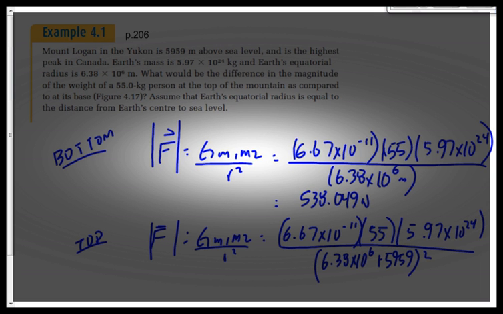6.67 times 10 to the minus 11, times 55 times 5.97 times 10 to the 24. Let's divide that by, let's do some brackets here, 6.38 times 10 to the 6 plus 5959. Square that. And we get 537.04.